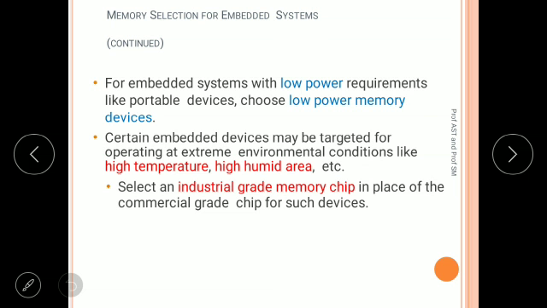So in today's class, we have seen how to select a particular memory for an application and in what amount. This will most of the time be done by the hardware engineer. There has to be a proper tandem between the software engineer and the hardware engineer. Then only a beautiful embedded application can be developed.